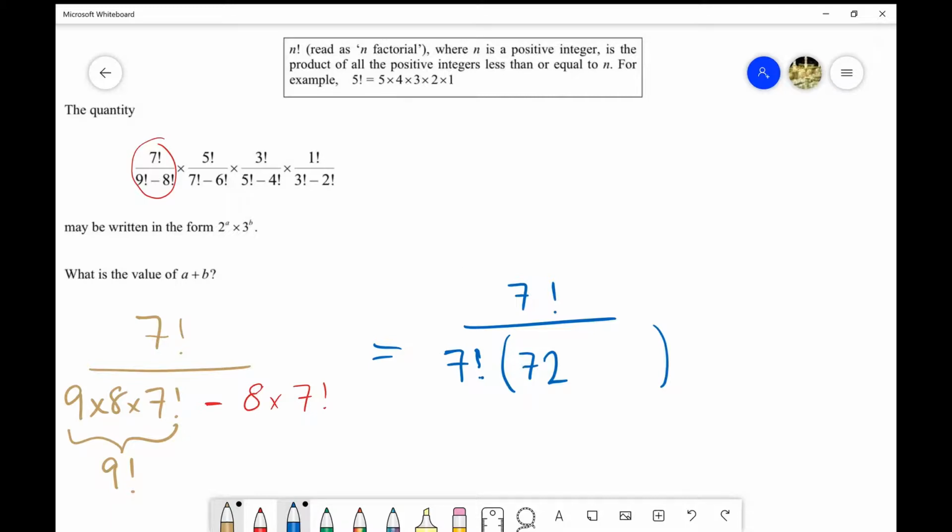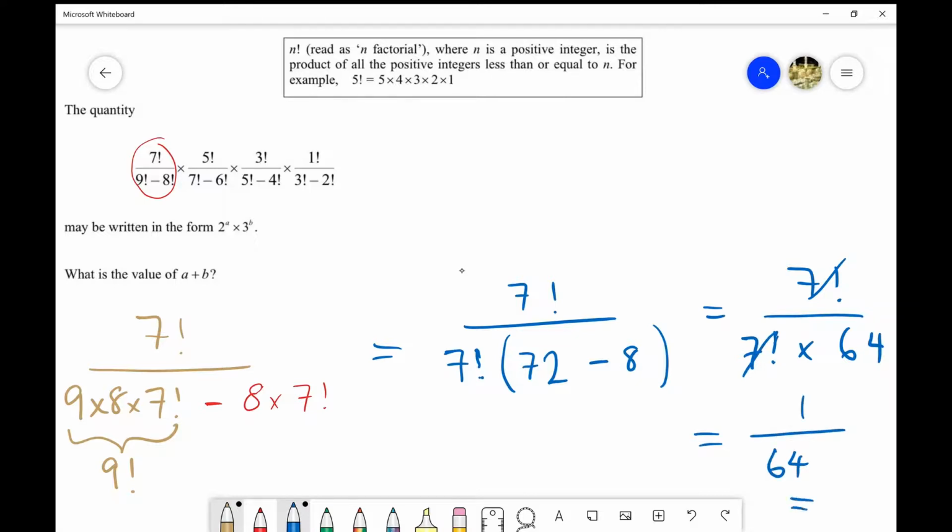And I've got a minus 8 there. And what that simplifies to is 7 factorial over 7 factorial times 64. 72 take away 8 is 64. And you notice that there's a cancellation here, and you're left with 1 over 64. And if you're smart, you'll realize that that is just, of course, 1 over 8 squared.